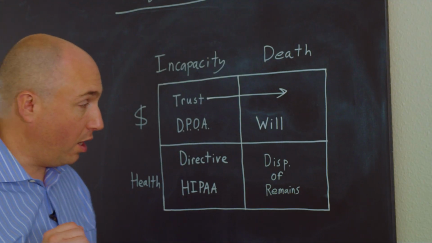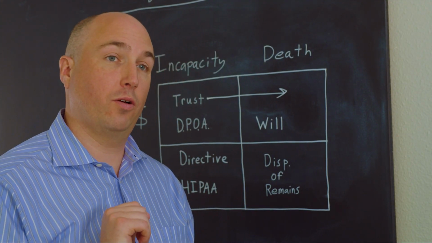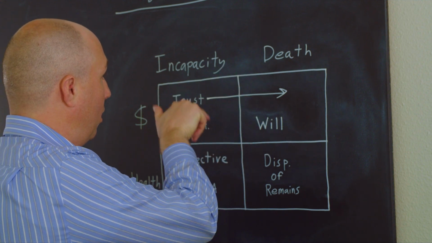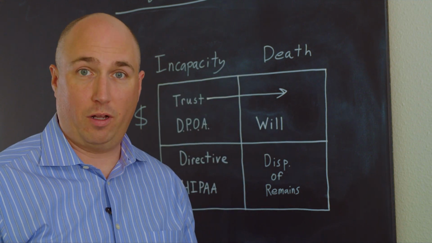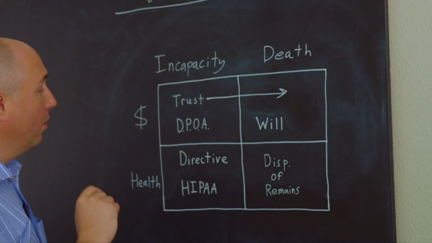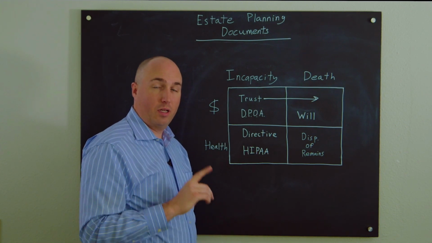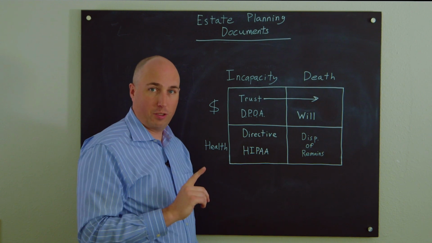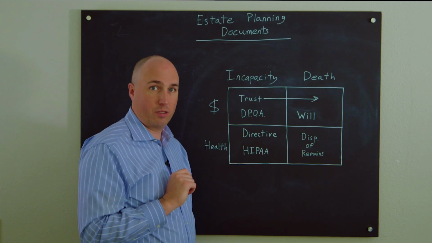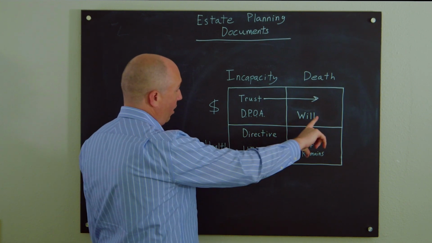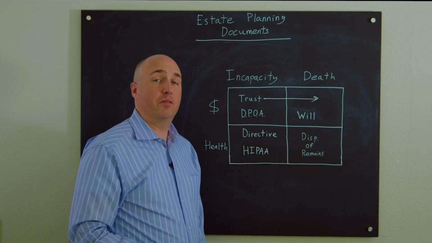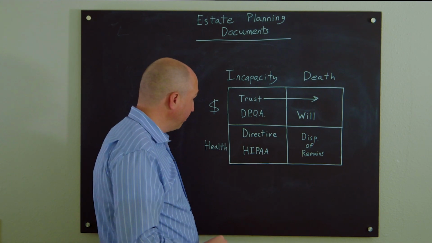So, if I put things up on a grid like this, here's where the different documents fall. First, you will note I have the trust listed as the first document, and I want to point out a trust is optional. You don't have to do a trust, but the rest of the documents, really, you want to have those in place to have a complete estate plan.